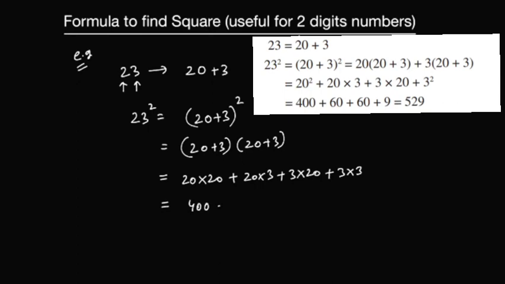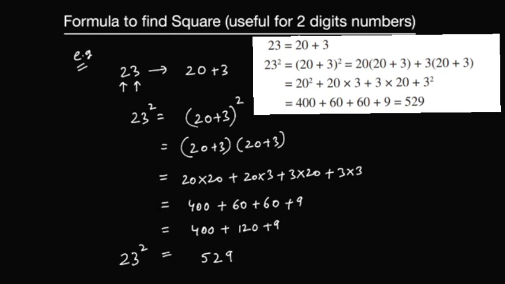Now 20 times 20 is 400, 20 times 3 is 60, 3 times 20 is also 60. Now 3 times 3 we will write 9. Now we will simplify it. So 60 plus 60 can be written as 120 plus 9. Addition of this will give us the final result as 429. It means that 429 is the square of 23.